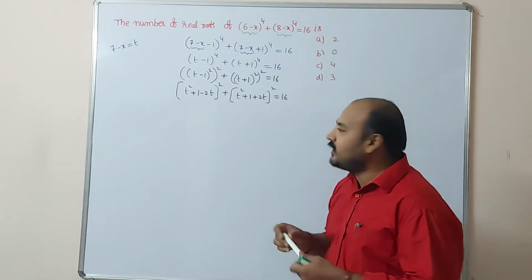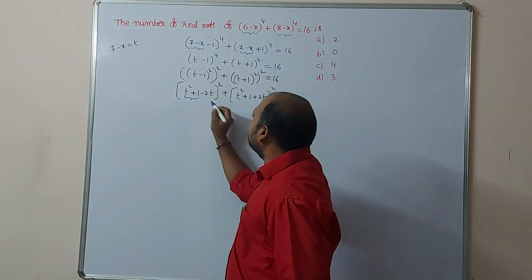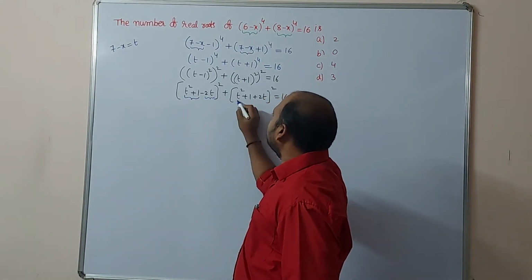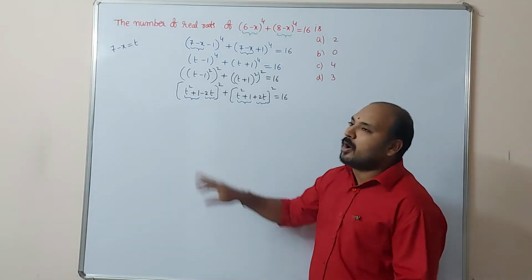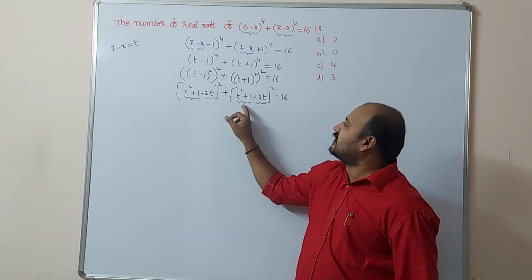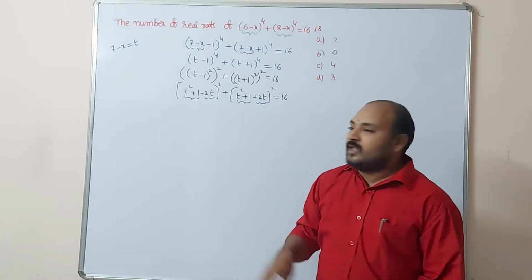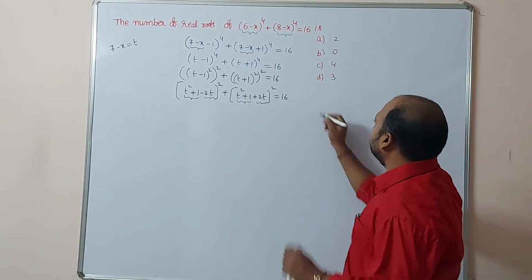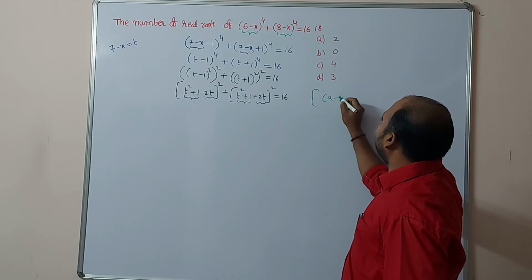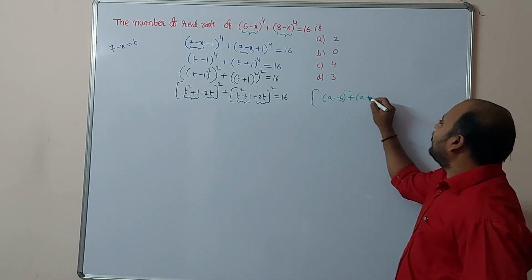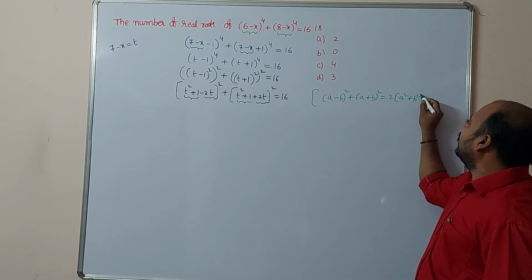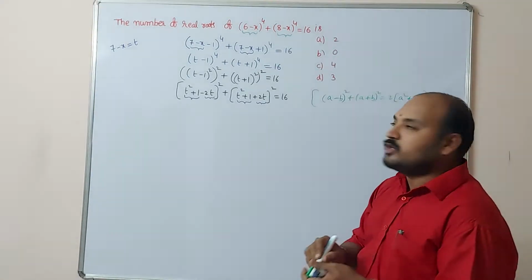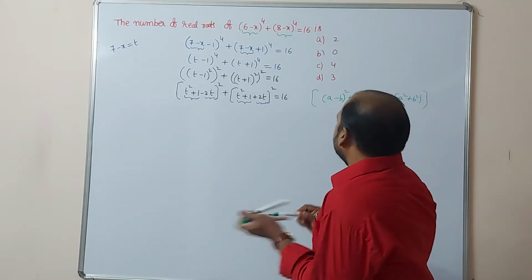Observe, dear students, here t square plus 1 is one term and 2t is another term. So it is in the form of (a minus b) whole square plus (a plus b) whole square. We know the formula for that: (a minus b) whole square plus (a plus b) whole square equals 2 into (a square plus b square). So this formula I am going to apply here.